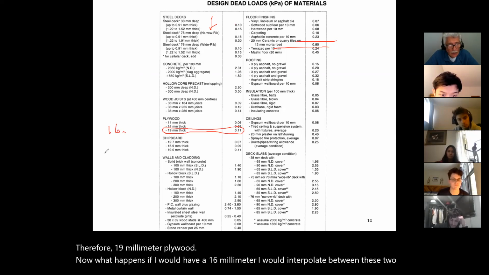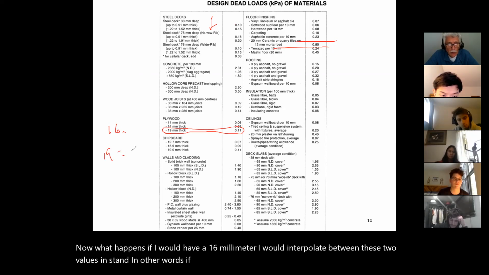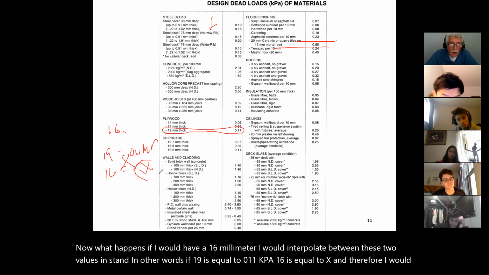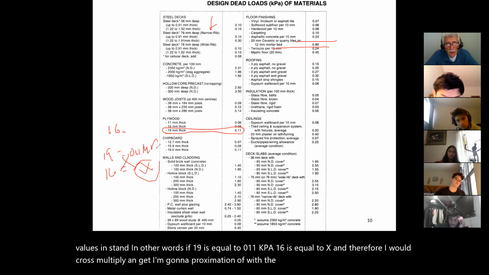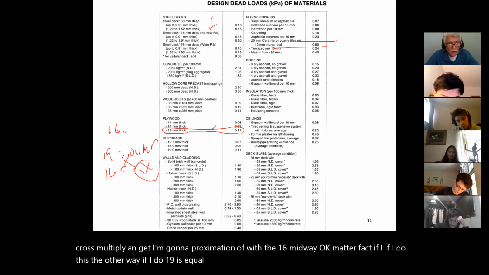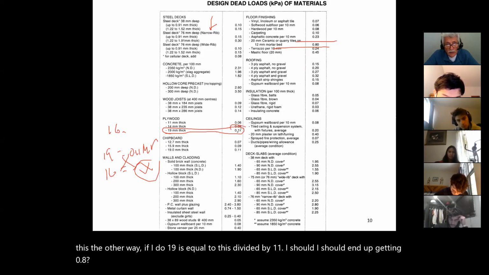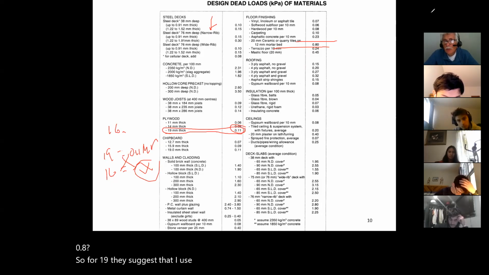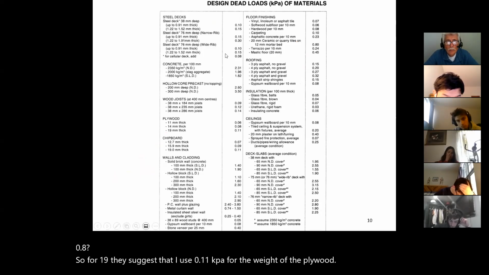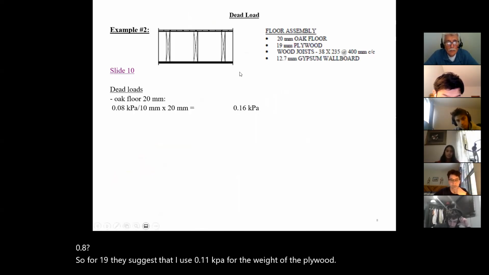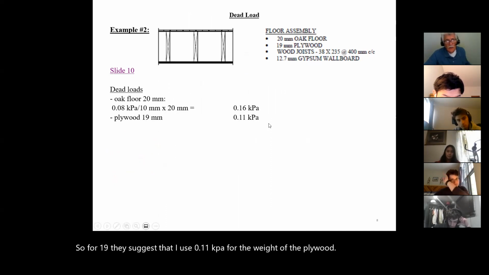You understand? In other words, if 19 is equal to 0.11 kPa, 16 is equal to X, and therefore I would cross multiply and get an approximation of what the 16 would weigh. As a matter of fact, if I do this the other way, I should end up getting 0.8. So for 19, they suggest that I use 0.11 kPa for the weight of the plywood. So here I get the value straight from the plywood.